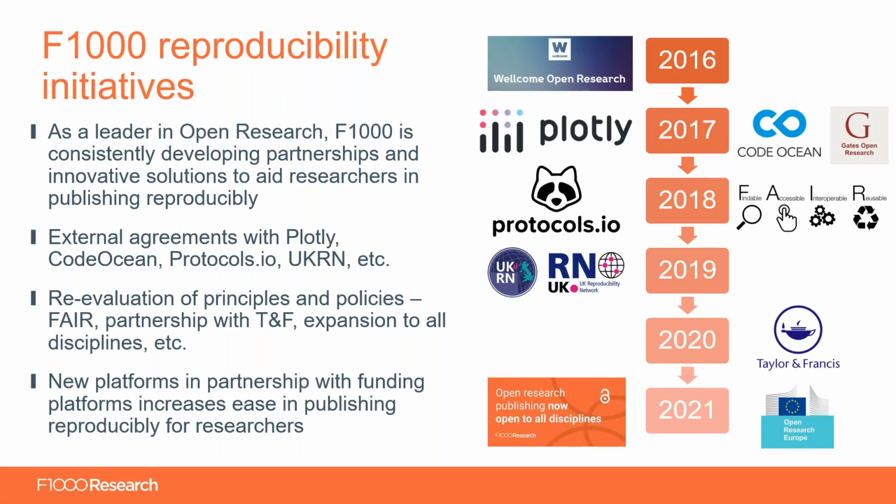So F1000 as an entity has also changed considerably over this period, with perhaps the most notable example of this being our acquisition by Taylor and Francis in 2020. This demonstrated a level of support by T&F in the approach that F1000 had taken towards open and reproducible publishing to this point, and enabled us to broaden the scope of F1000 Research as a platform, with open research publications now encouraged across all disciplines, from life and health sciences to the physical sciences to the humanities and social sciences.